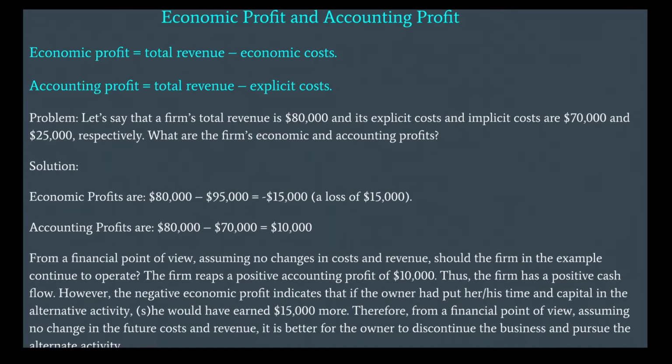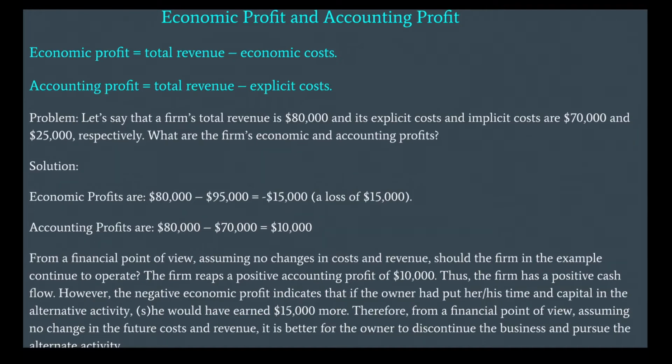Now let's calculate economic profit and accounting profit. The economic profit equals total revenue minus economic cost, which includes both implicit and explicit cost. Accounting profit equals total revenue minus explicit cost.